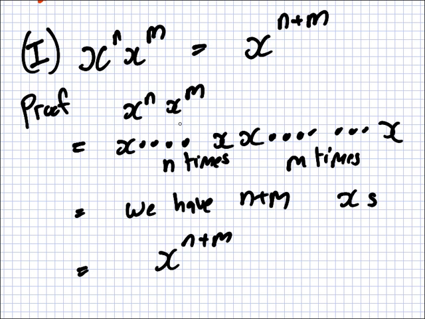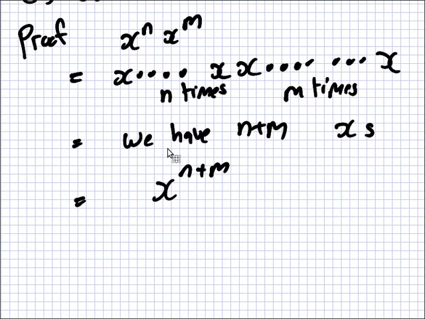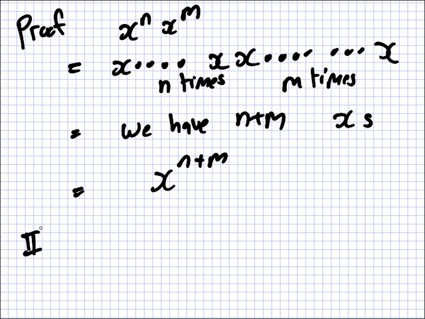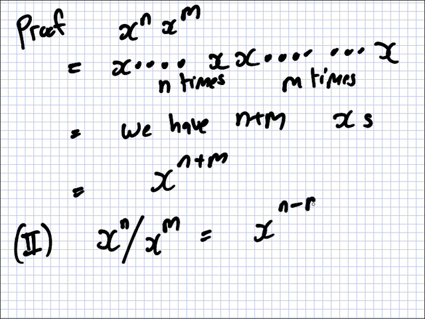You got this, Alex? The proof as well, yeah? So some of you could probably guess what the second rule is. What might that be? Yeah, go on, have a guess. Divide, yeah. So if I scroll down, the second rule: x^n over x^m is equal to x^(n minus m).